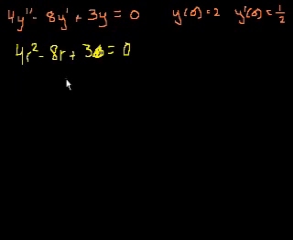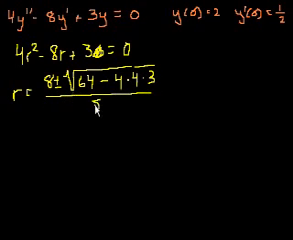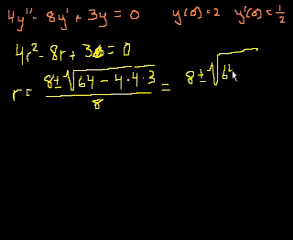So we could say the solution of this is r is equal to negative b. Well, negative b is negative 8, so it's positive 8. 8 plus or minus the square root of b squared, so that's 64, minus 4 times a, which is 4, times c, which is 3. All of that over 2a. 2 times 4 is 8. That equals 8 plus or minus square root of 64 minus, what's 16 times 3, minus 48. All of that over 8.